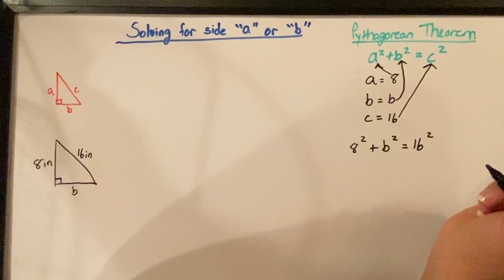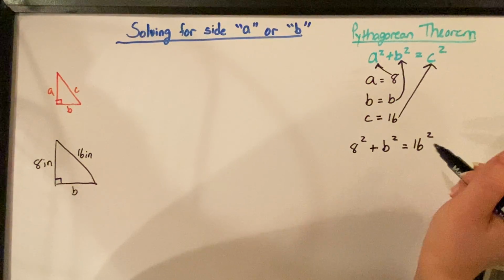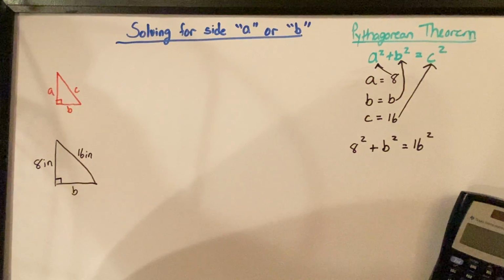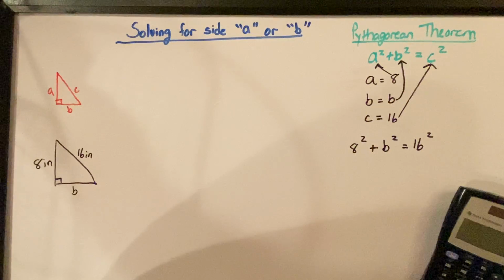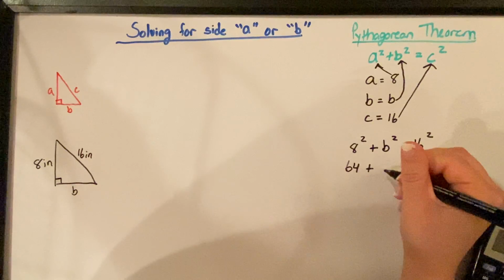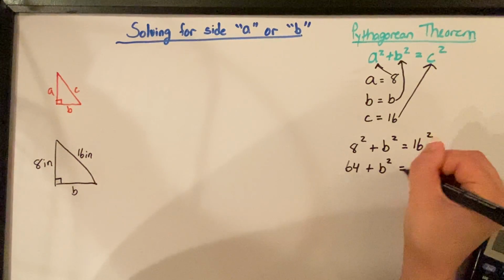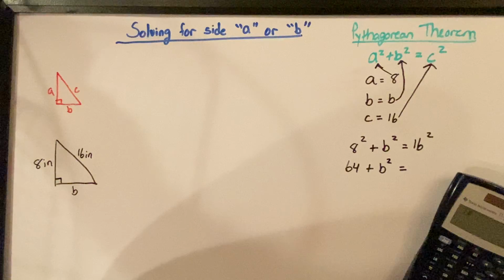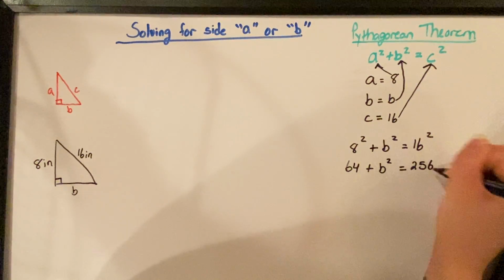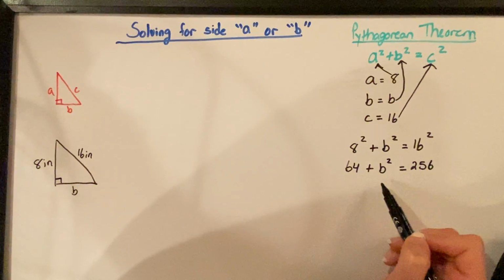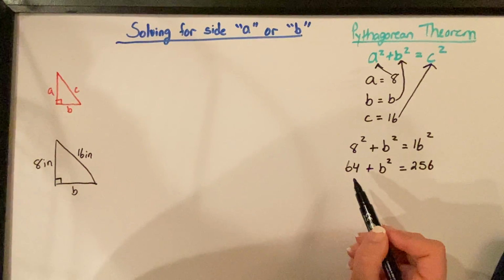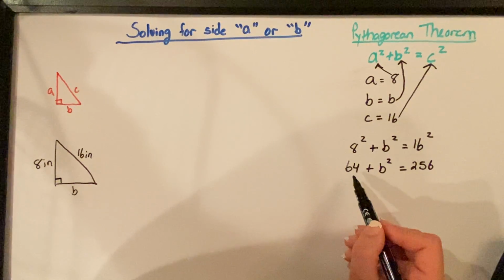All right? Now we need to get rid of the squares. We need to clean up our equation before we solve it. So 8 squared is 64 plus, we can't do B squared because we don't know what B is, so B squared must stay alone, equals, and then 16 squared, that's 256. All right. Now remember, we need B alone. B currently is not alone. B has a positive 64 with it. So we need to get rid of this positive 64.